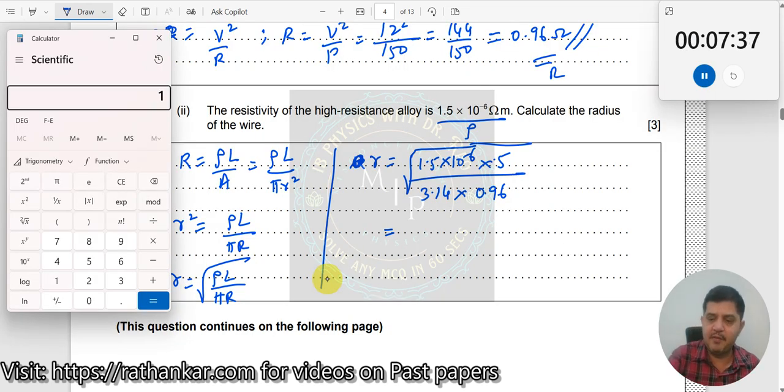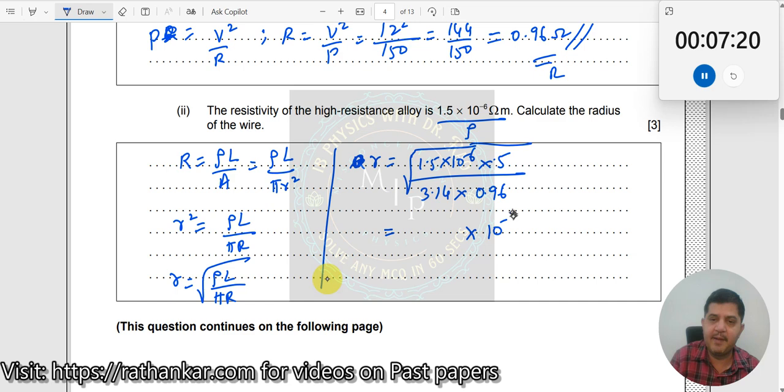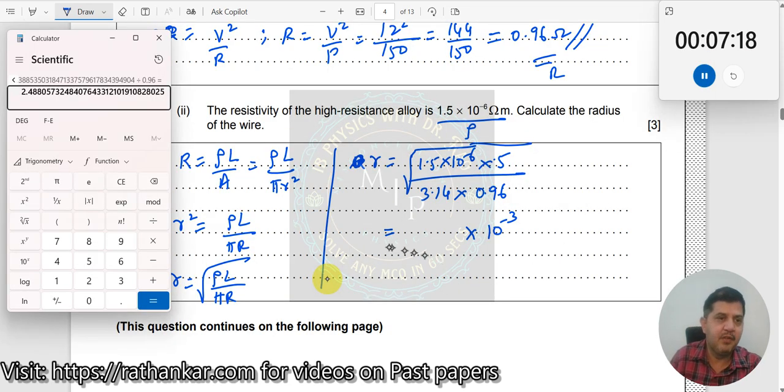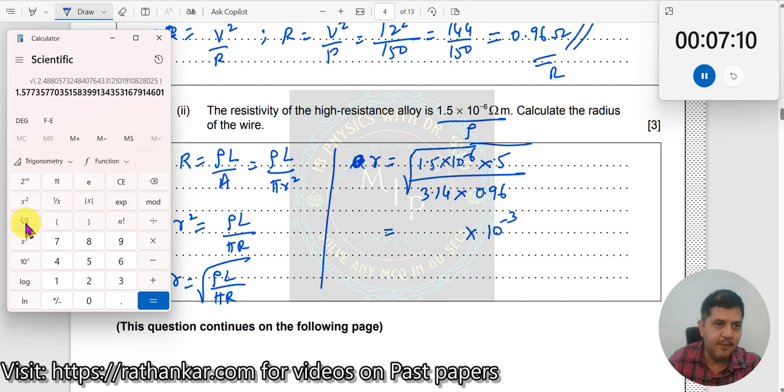Let us substitute all this in your calculator. 1.5 times 5 divided by 3.14 divided by 0.96 is equal to so much. I have not taken the powers, so I will take the powers. 10 power minus 6 whole to root is 10 power minus 3, so I will write this into 10 power minus 3. We got the answer as 2.488. We haven't taken the square root yet, so take the square root of this value. I get 1.577.